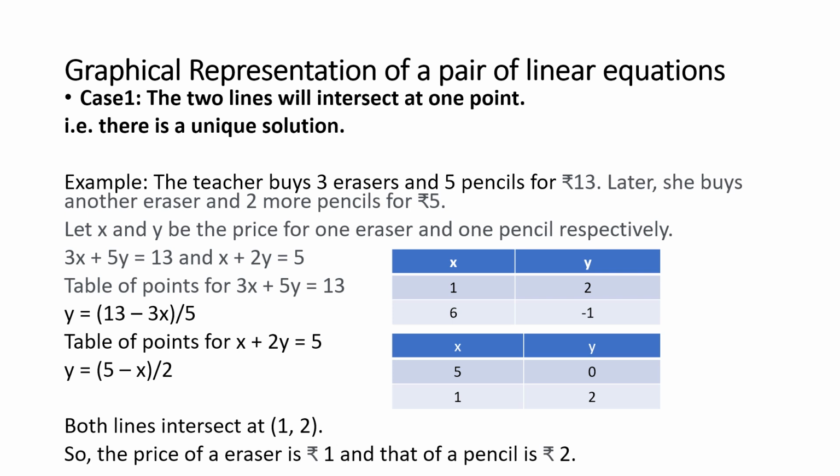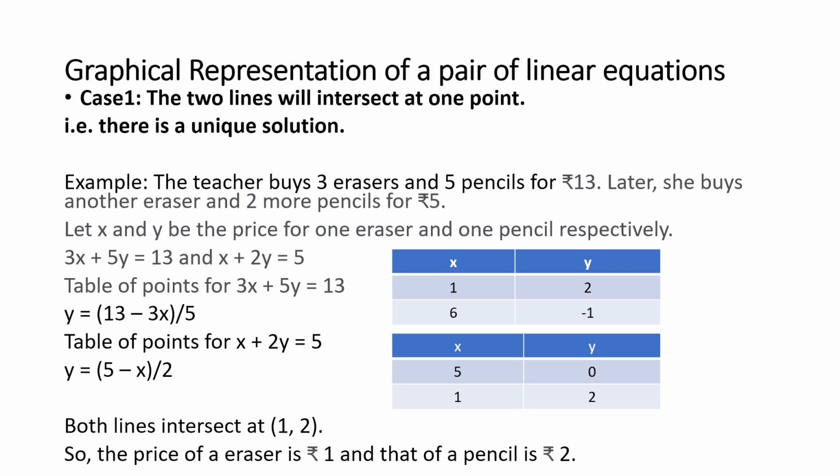3x + 5y = 13 means we can write y = (13 - 3x)/5. You can get some points by trial and error. In the first case, suppose we take x = 1, y will be (13 - 3)/5, or 2. Similarly, we have taken x = 6, which will give y as minus 1. Let us get the table of points for x + 2y = 5, means y = (5 - x)/2. If we put the value of x as 5, we get y as 0. If we put the value of x as 1, we get 4/2, which is 2.